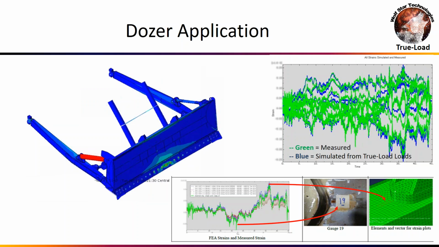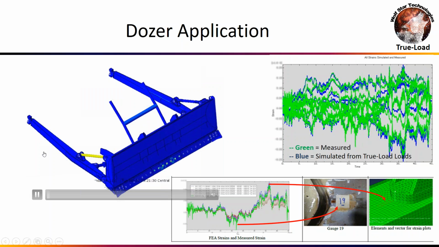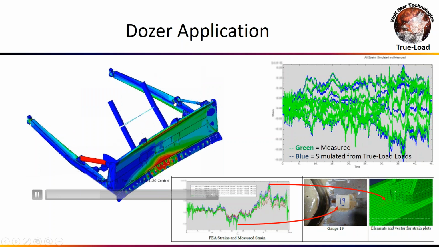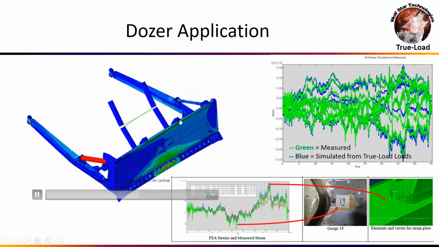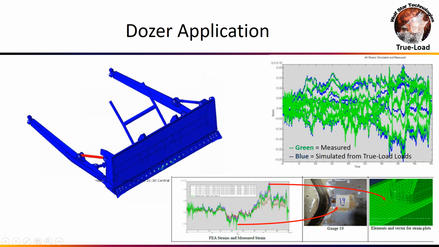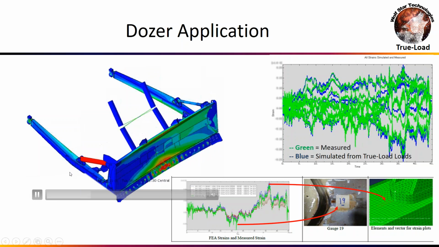But they said, this is all nominal areas. And what they were really concerned with were the areas by these welds here on these forgings. These forgings were their areas of major development concerns on this bulldozer. And so they had laid extra strain gauges, like this gauge number 19 here, on the physical bulldozer.